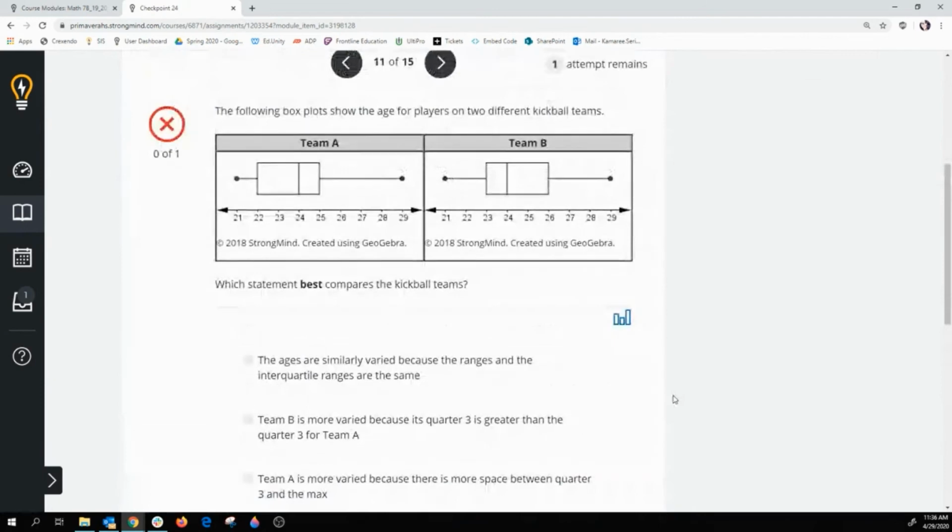Number 11. So we have Team A and Team B. We want to know which statement best compares the kickball teams. And the question is asking us about variation, right? It says which one is more varied, pretty much. So when we look at these box plots, which do you think has a greater variation, Team A or Team B? Or do you think they are the same? Remember, to determine variation with box plots, you want to first look at the range, then look at the IQR.